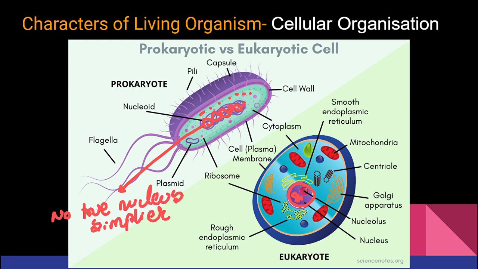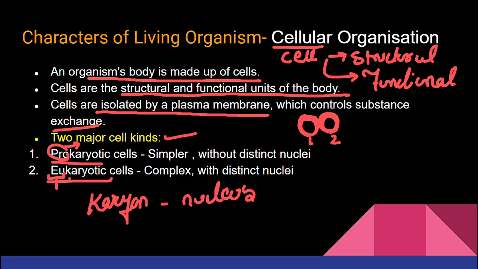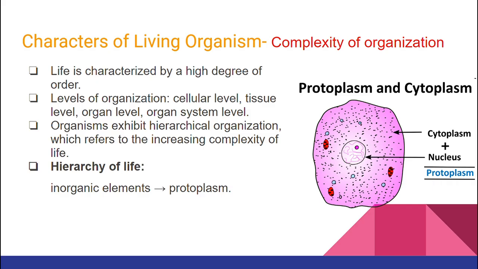Now, when we talk about eukaryotes, they have a well-defined nuclear membrane. So we say they have a true nucleus. And it is complex because you can see lots of cell organelles are present in the eukaryote, and it is the advanced one. That's what I have written over here. Prokaryote is the simpler form, without a distinct nucleus. It means there is no nuclear membrane, but the nuclear membrane is present in eukaryotes, right?